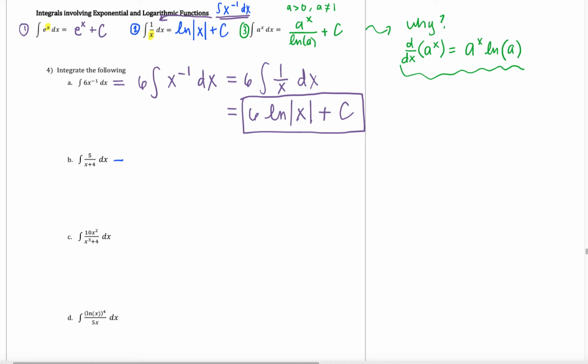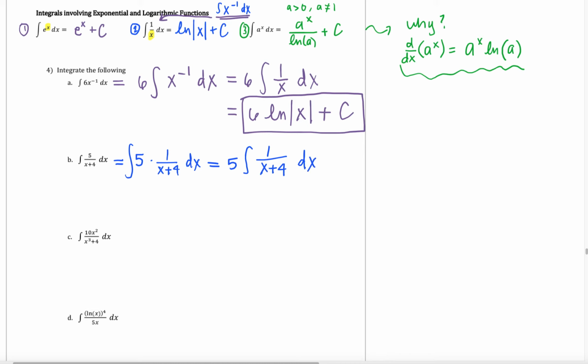Similar to our last problem, I'm going to take out that coefficient of 5, since I could technically rewrite 5 over x plus 4 as 5 times 1 over x plus 4. And because that 5 is just a coefficient or a scalar, we can take that out of the integral, and we get 5 times the integral of 1 over x plus 4 dx.